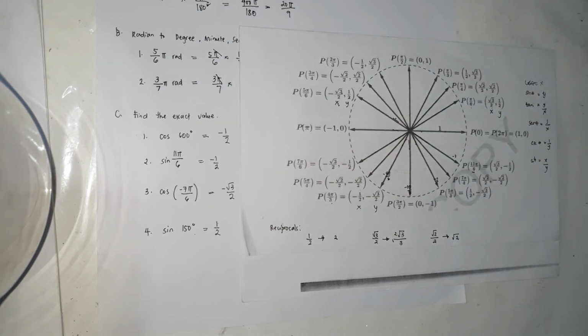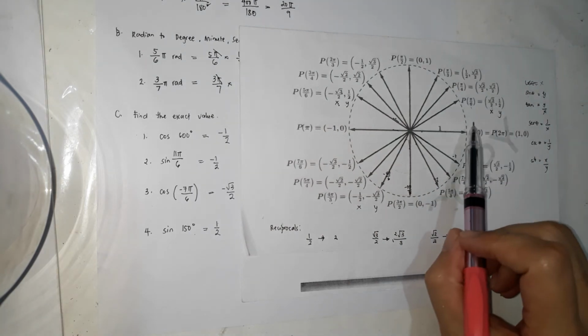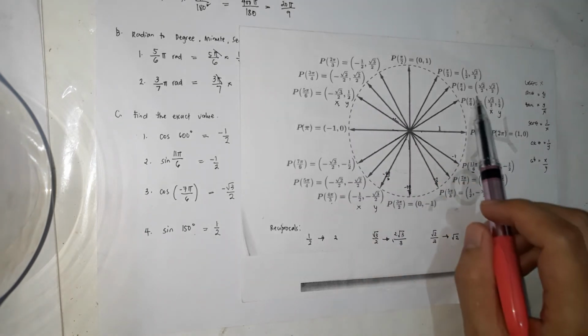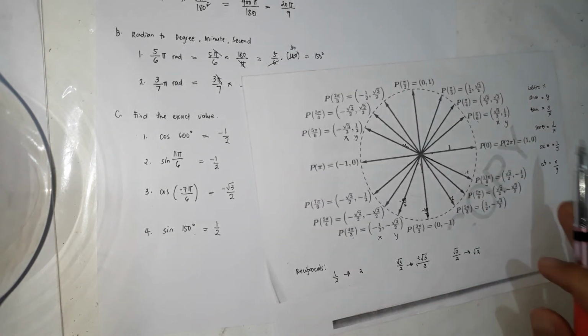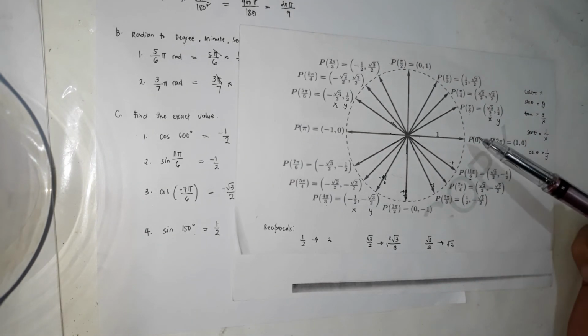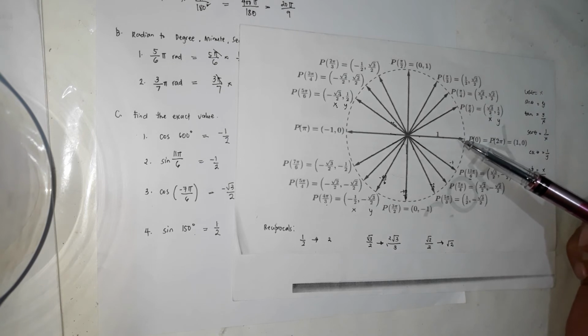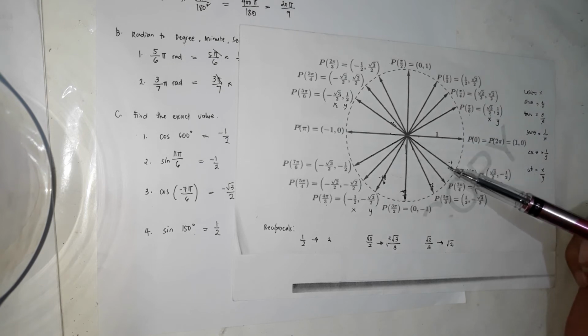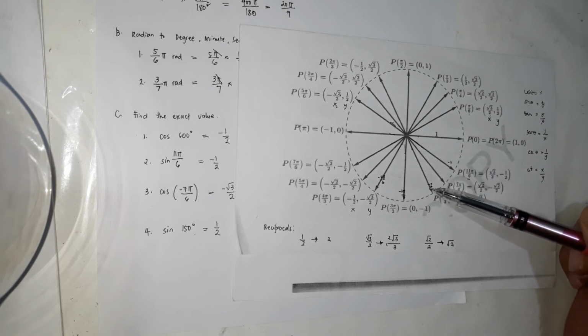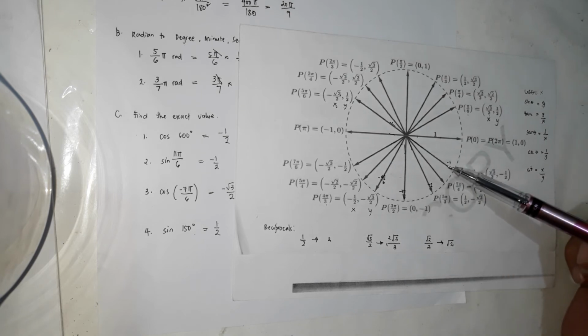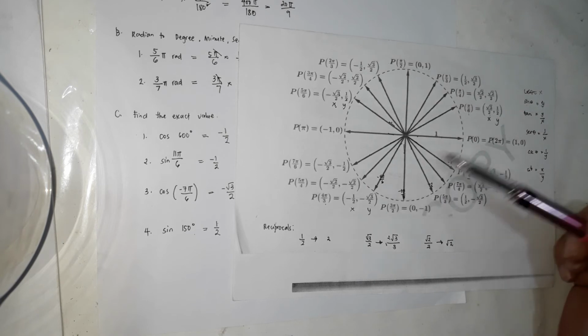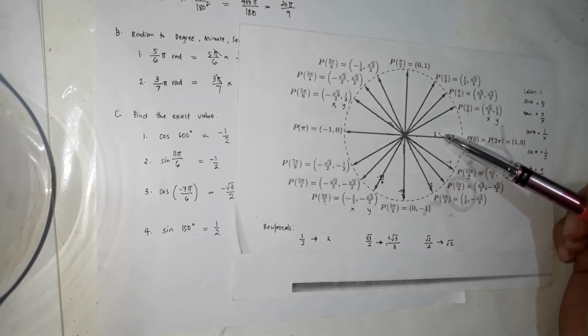Again, kapag negative, you're not going to take a look at this. You're not going to base it in here. You're going to count it clockwise. So this is 1 pi over 6, 2 pi over 6, 3 pi over 6. So pag ganyan ang pag-count.